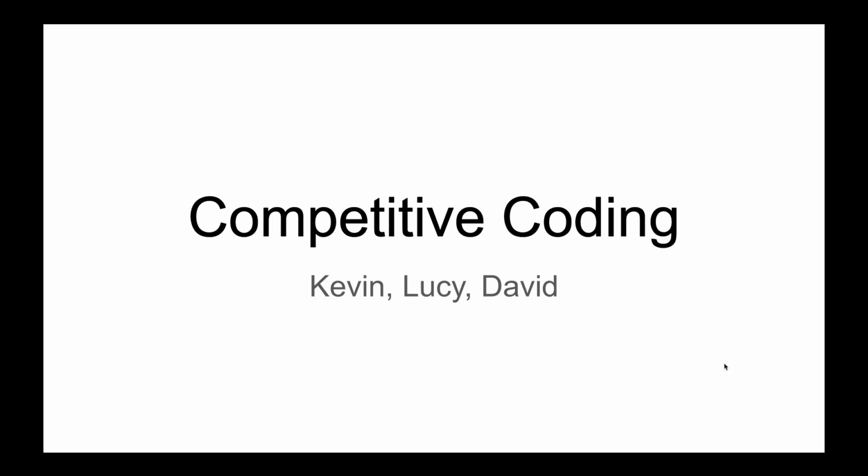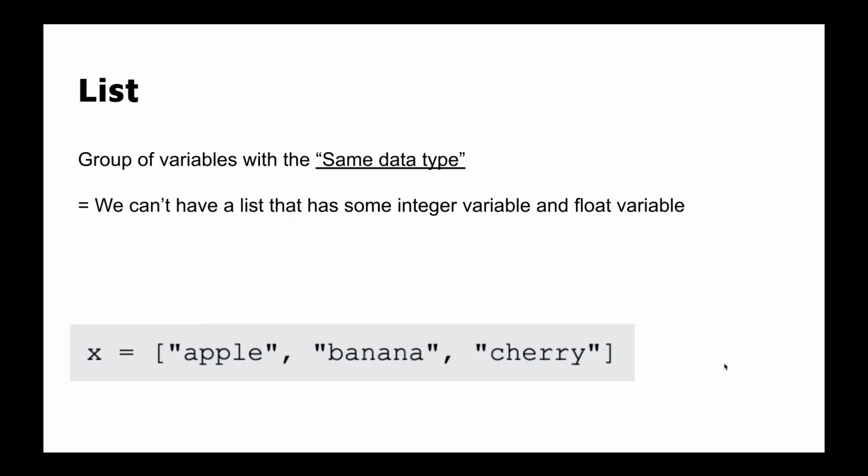The concept we'll cover this week is list. List is defined as a group of variables with the same data type. Please pay close attention to the underlined part saying data type. This means that we cannot have a list that has some integer variable and some float variable. Only single types, either integer, float, character, or etc., can exist in a single list.